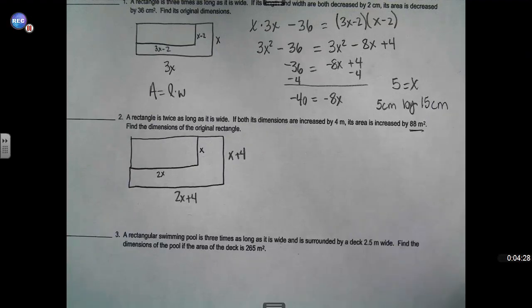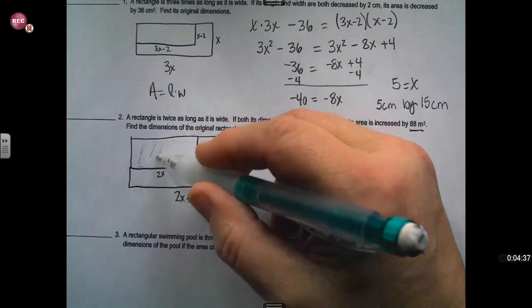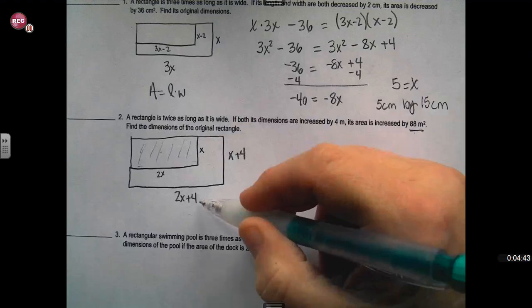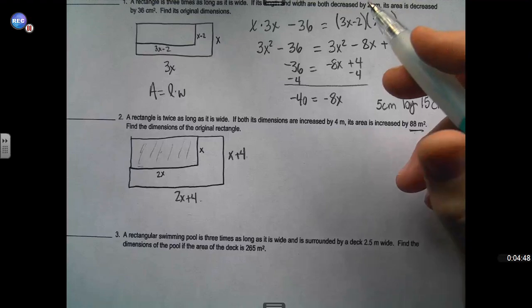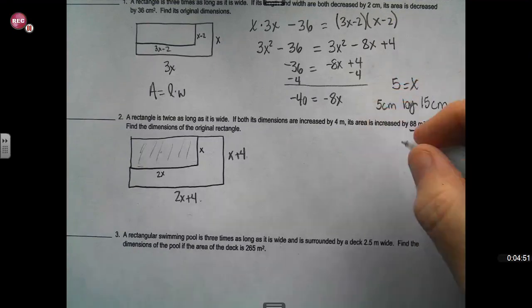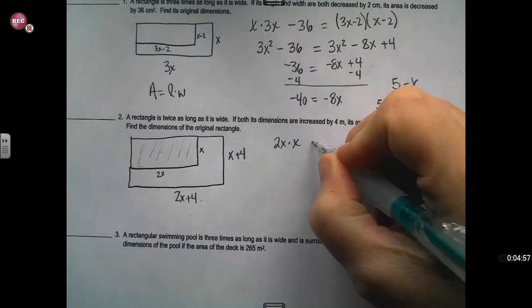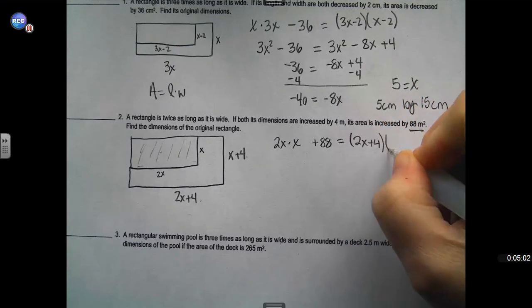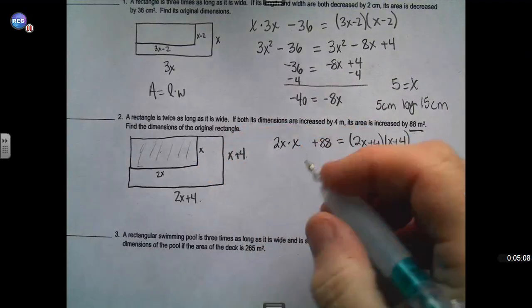So again, what I could do here is take the area of this smaller rectangle and add 88, and then it'll equal the area of the bigger rectangle. And I think that's what I'm going to do, because again, I'm not going to have to worry about subtracting the negative. So I'm going to take 2x times x plus 88 equals the quantity 2x plus 4 times the quantity x plus 4. And again, we'll multiply this out.